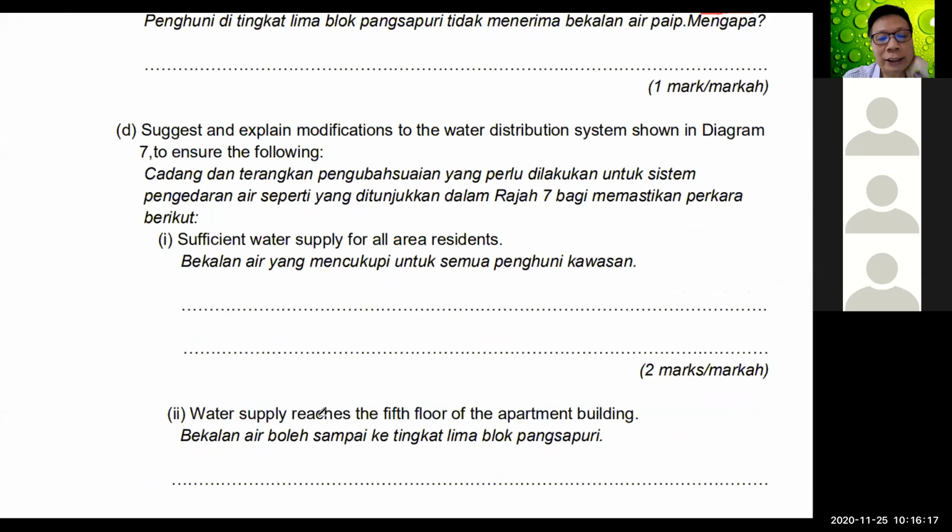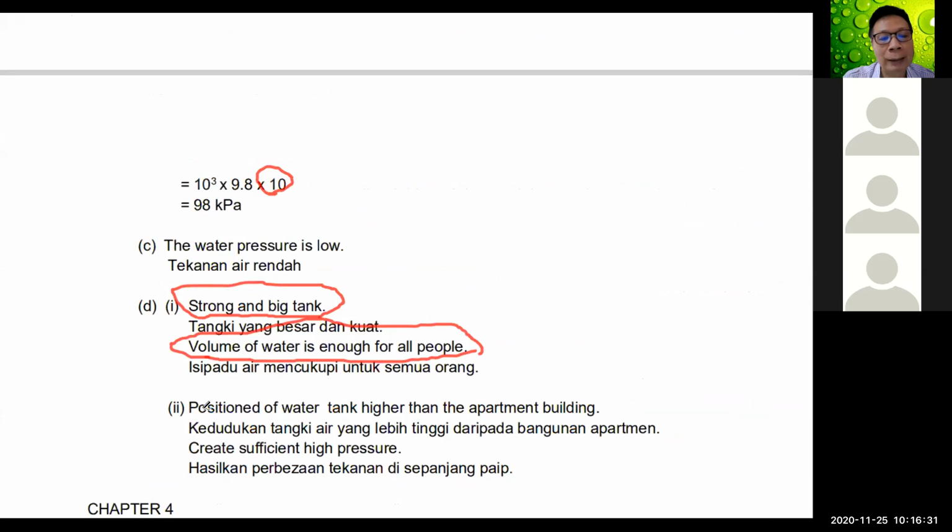Next one is water supply reaches the 5th floor. Okay, so to make sure the water can reach the 5th floor, definitely you need higher pressure, correct not? Okay, so the suggestion is position of water tank must be higher than the apartment building. You want the water to reach the 5th floor, right? The position of the water tank must be higher than it. The reason is create sufficient high pressure.